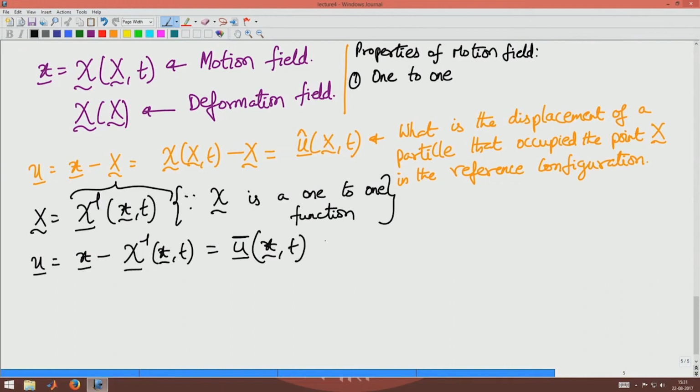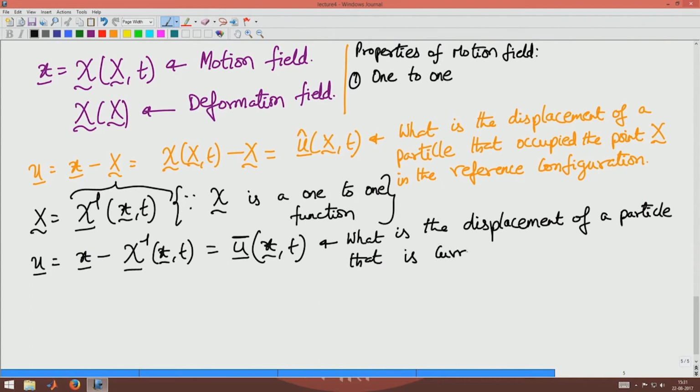What this tells us is what is the displacement of a particle that is currently occupying the point small x in space.